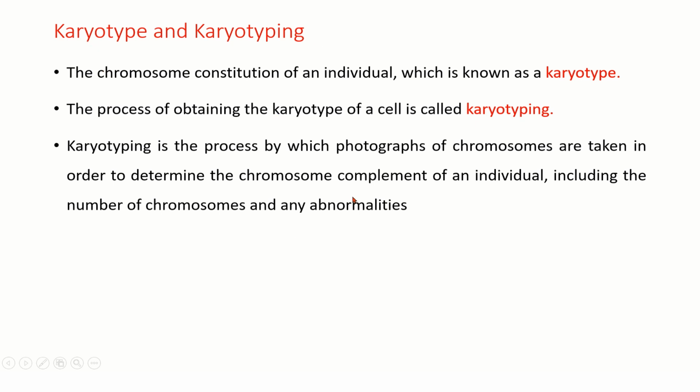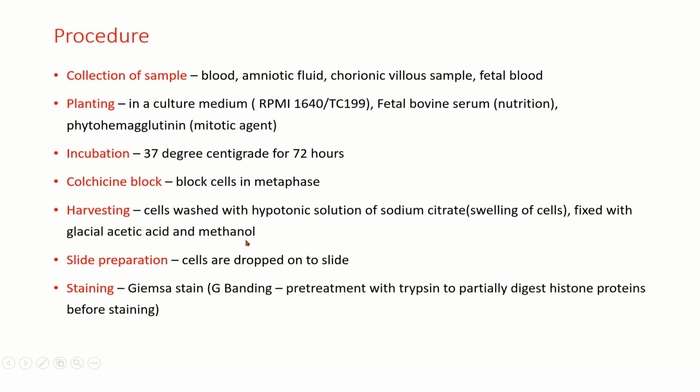So karyotype and karyotyping: the chromosome constitution of an individual is known as the karyotype, and the process of obtaining the karyotype of a cell is called karyotyping. If you want to elaborate this definition, karyotyping is the process by which photographs of chromosomes are taken in order to determine the chromosome complement of an individual, including the number of chromosomes and any abnormalities.